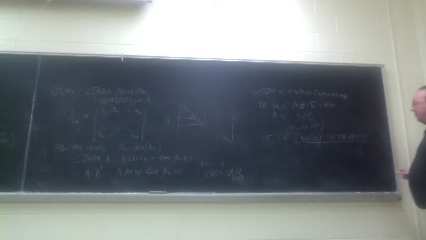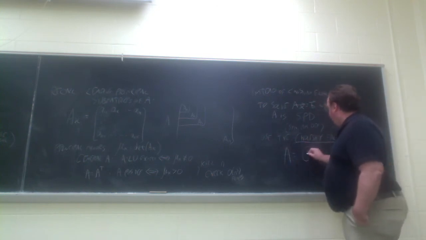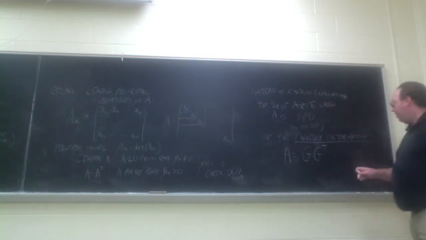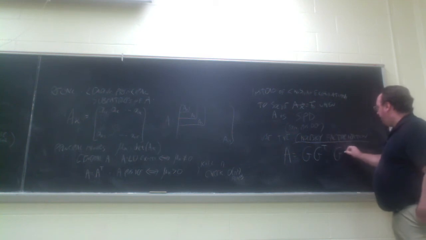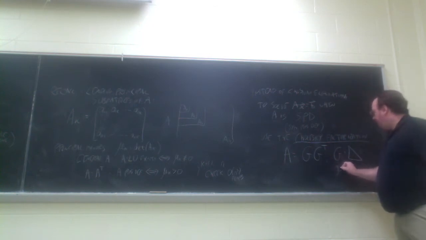Now, Cholesky factorization is written in different ways, but the way I'm going to write it is A equals G G transpose, where G is a lower triangular matrix, and each diagonal entry of G is strictly positive. That requirement is put in to ensure uniqueness, because if you allow G to have negative diagonal entries, and you could, then it wouldn't be unique anymore. But we'd like to have uniqueness.